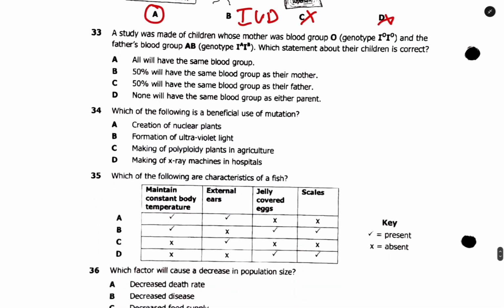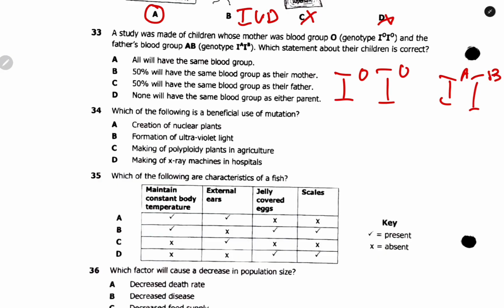Then question 33. A study was made on children whose mother was blood group O, and of course the genotype OO. You know that O is recessive. Then the father's blood group is AB.